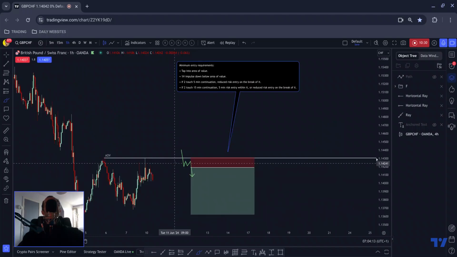Just looking at how we've responded from this area. This was my forecast. But looking at how we've responded to this area, we've moved away correctively. That's probably because we wicked to the area and not through it, and we may need to come back up and retest the back end of that. So I'll still be looking for the same thing: a tap into the area of value, a push down, and then a 5-minute continuation as a minimum, or a 15-minute continuation.